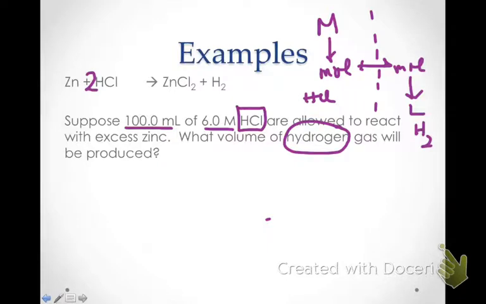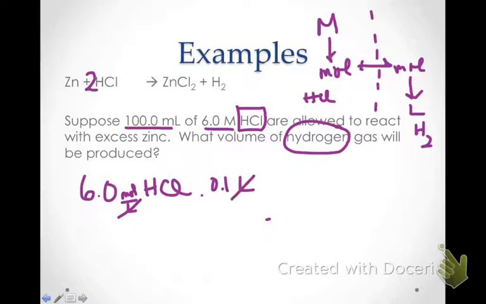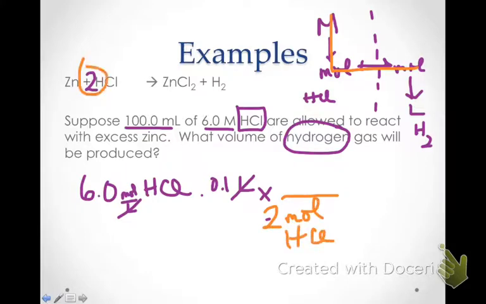So I'm going to start this time with my 6 molar HCl, and I'm just going to rewrite that instead of big M. Remember, we can substitute the units moles per liter. And then I know that I have 100 milliliters, which would be 0.1 liters. And so that right there is going to give me moles of HCl. Okay, so then I'm going to do my mole ratio. So I just went from here to here. Now I'm going to do my mole ratio. So for every 2 moles of HCl, right here, I have 1 mole of hydrogen gas released.